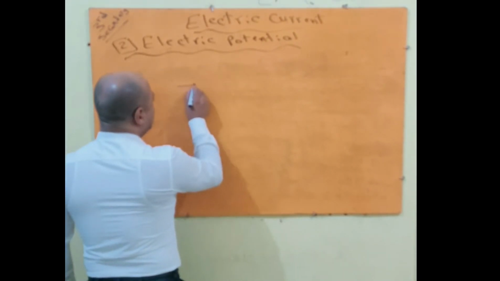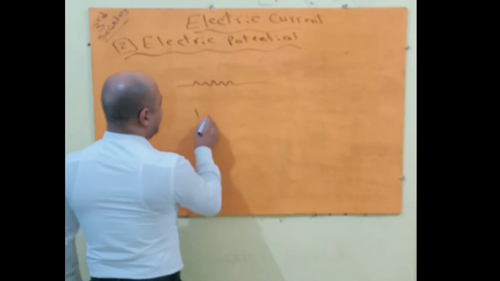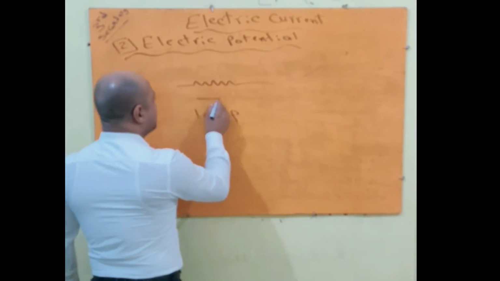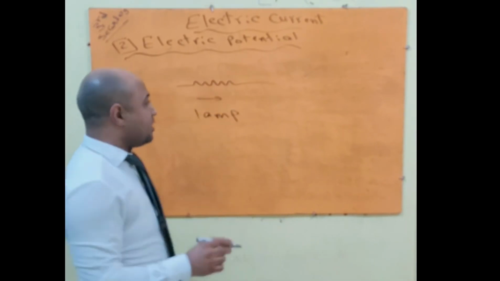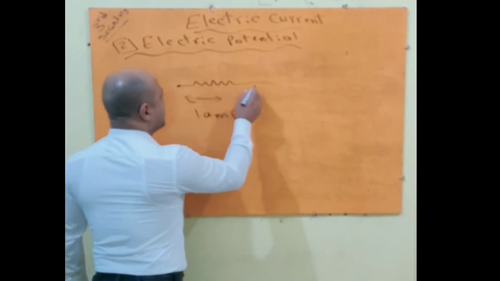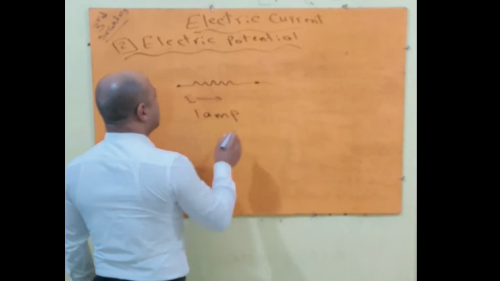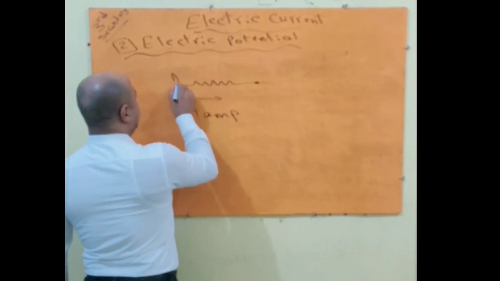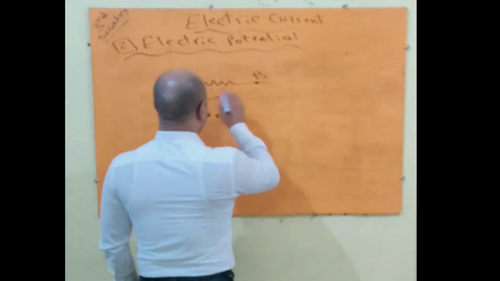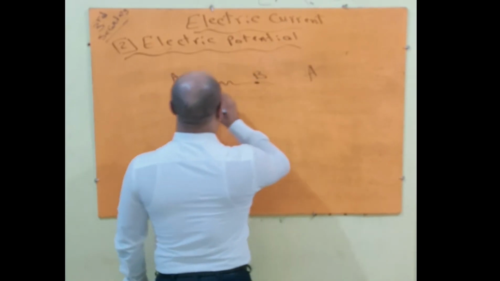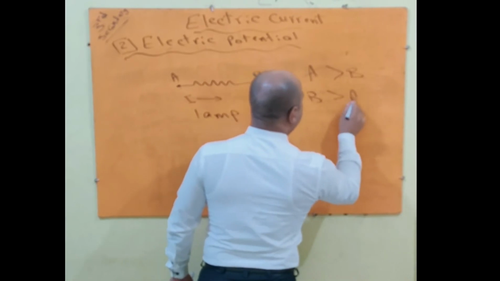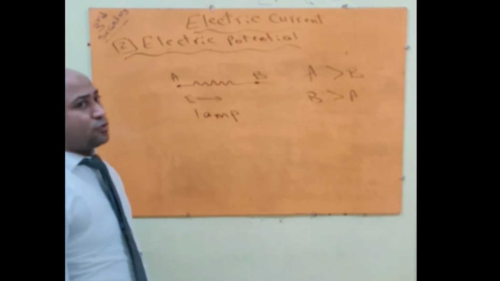If we have a conductor, for example, a lamp, for the electric current to flow in this lamp, there must be a difference in potential, or potential difference, between its two terminals. For example, A and B, there must be a potential difference. The potential of point A is greater than point B, or B greater than point A. So what's meant by electric potential?